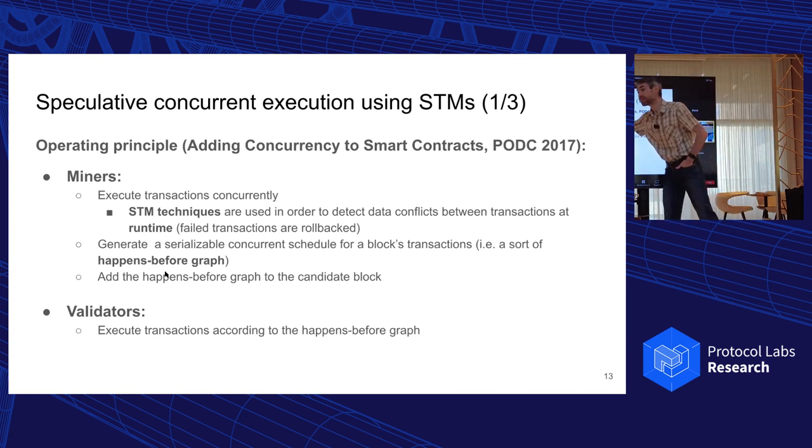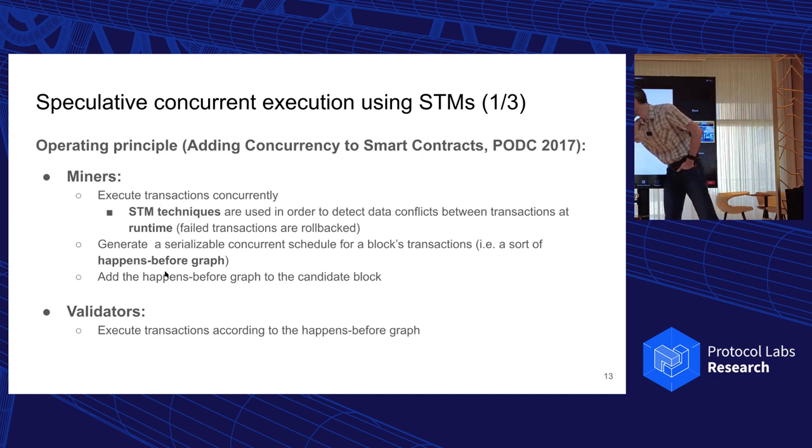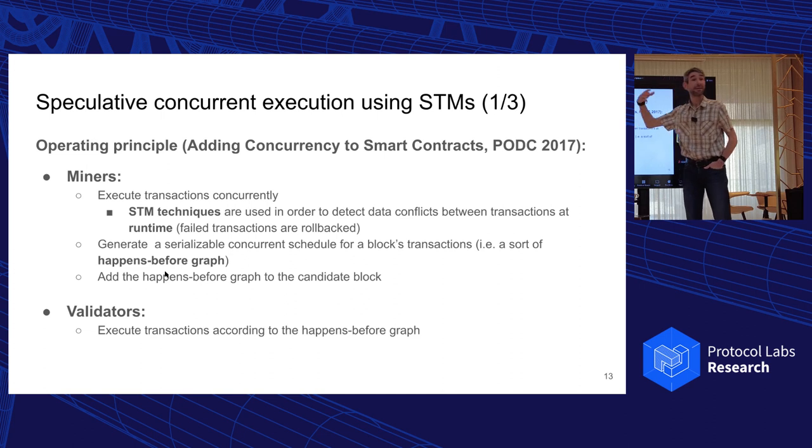So they generate a schedule, and this is a kind of happens-before graph. You understand why? This transaction should happen before that one, that should happen before that one, and so on. Again, happens-before, the Lamport relationship that we know, and so the validators will execute the transactions according to this graph.